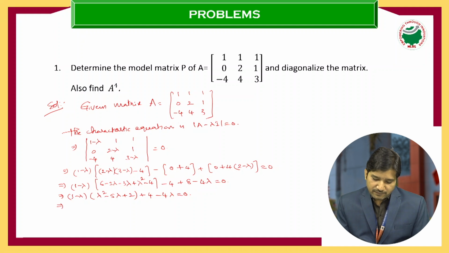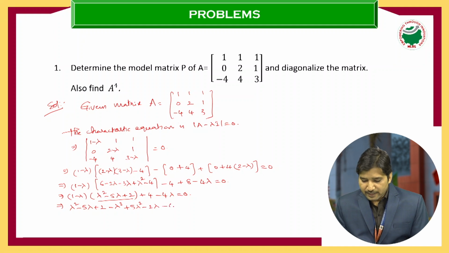Again we simplify. First multiply by 1: this term into 1, that is lambda square minus 5 lambda plus 2. Again this same term multiply by minus lambda. That is minus lambda cube, minus minus plus lambda square, minus 2 lambda, minus 4 lambda plus 4 equal to 0.